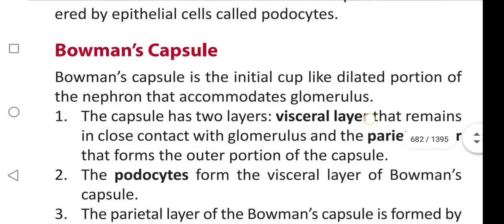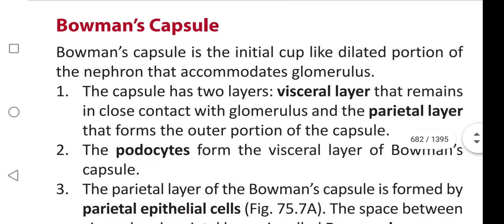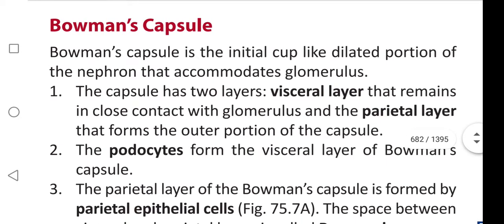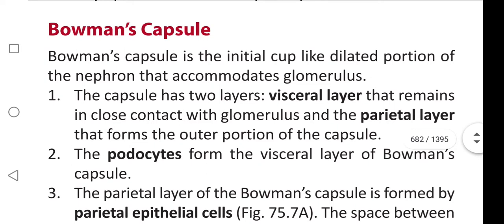Bowman's capsule. Bowman's capsule is the initial cup-like dilated portion of the nephron that accommodates the glomerulus. And the Bowman's capsule has two layers, visceral layer as well as parietal layer. The visceral layer remains in contact with the glomerulus. I will show it in the diagram also. First listen here. And the parietal layer forms the outer portion of the capsule.